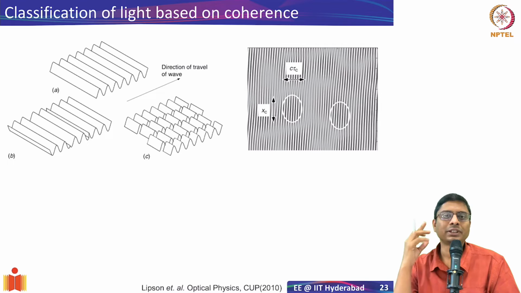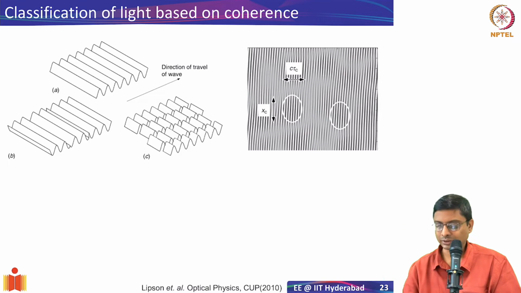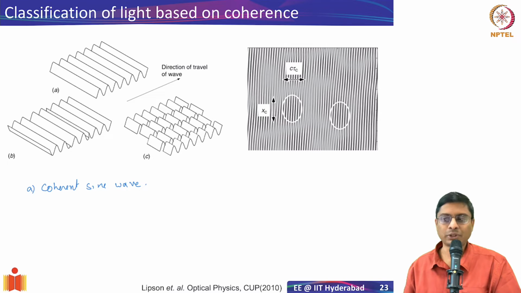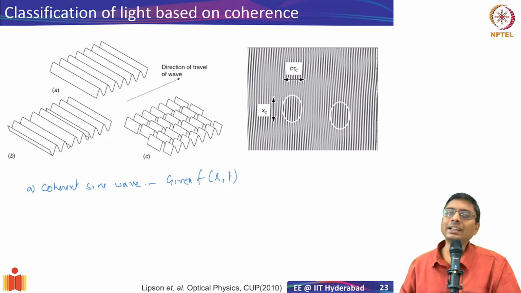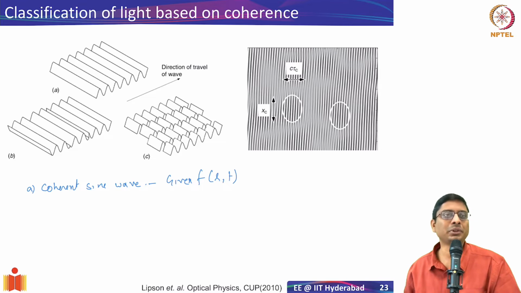So if you have a perfectly monochromatic wave, a coherent wave, which is extending over infinite time, then you have a situation like this at the top, which is basically a coherent sine wave, right? So there are no disturbances. It's a coherent sine wave. What do I mean by that? Well, if I know the amplitude and phase at a particular point, let's say given f of r comma t at one particular time, then at any other point of time, I can calculate the amplitude and phase.